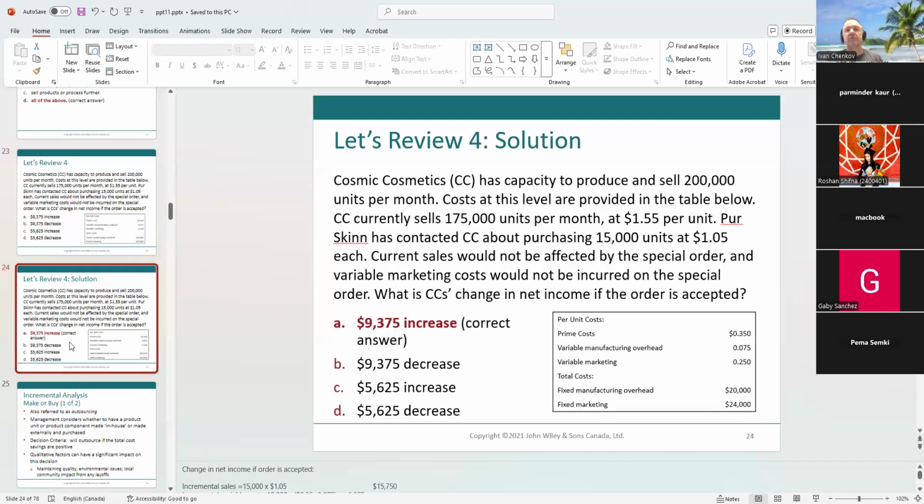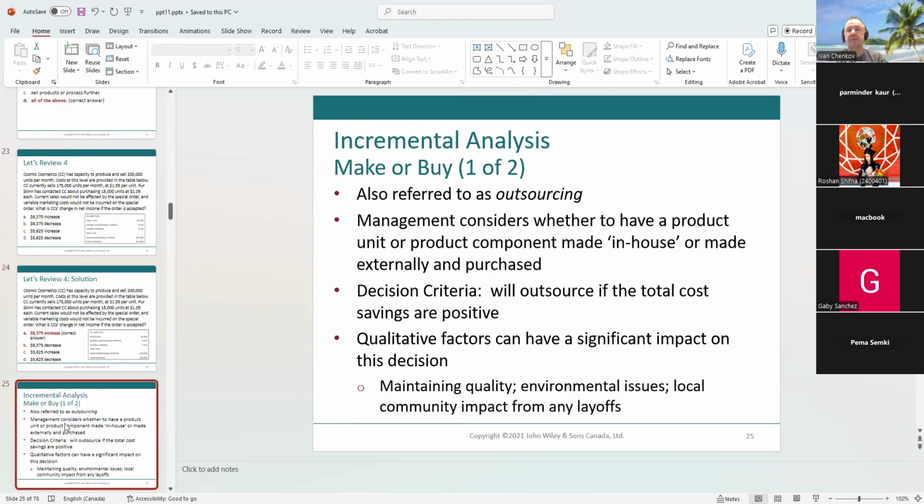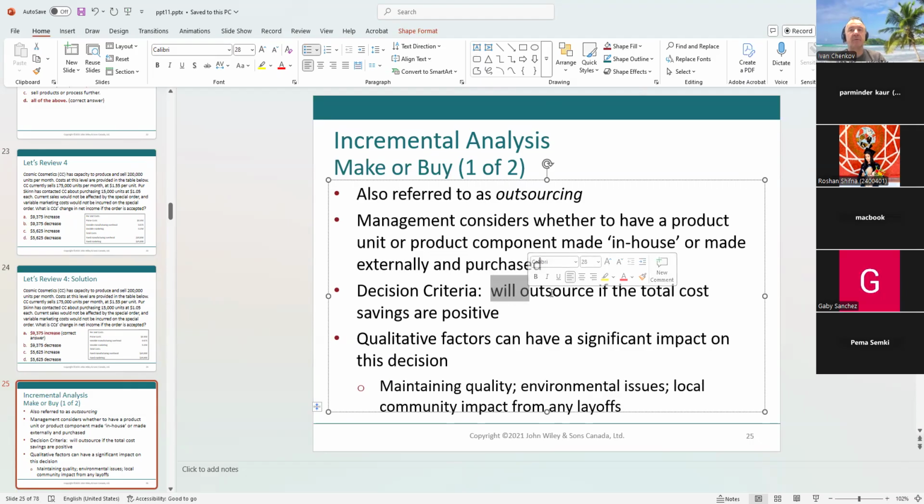And our income is going to increase with $9,375. Now, the next thing that we have to do, what we started in the class, was make versus buy. Should I make it at home or should I buy from outside? Should I make it internally or should I buy it outside? The decision criteria here is we'll outsource or buy only and only if the total cost saving is positive.